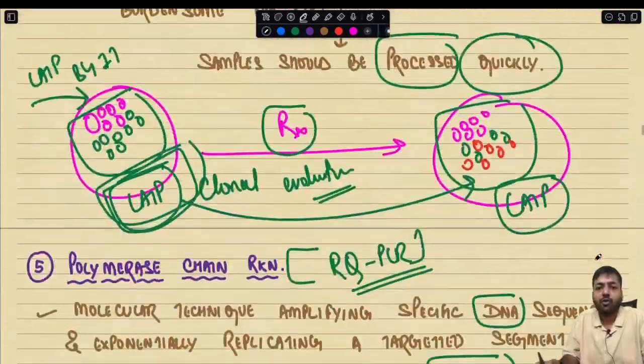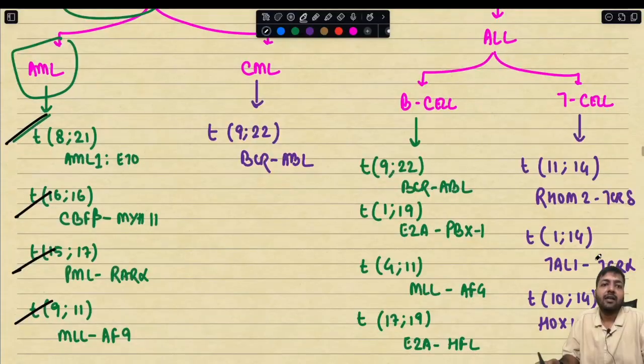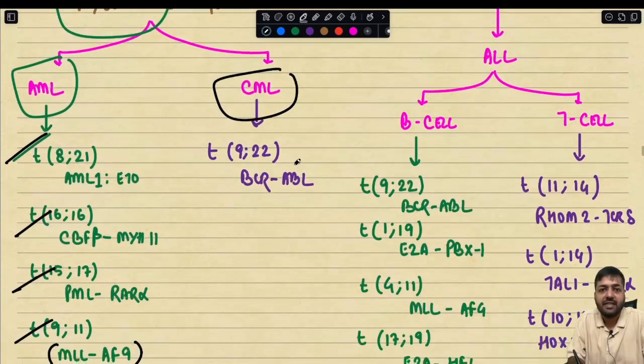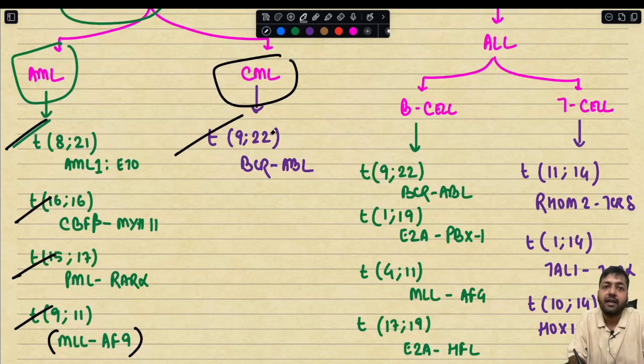So basically, what are some of the known alterations? Among AML, we have translocation 8;21, translocation 16;16, translocation 15;17, and translocation 9;11, which harbors the MLL-AF9 fusion transcript. Similarly, in case of CML, we are targeting the translocation 9;22, that is the BCR-ABL transcript.